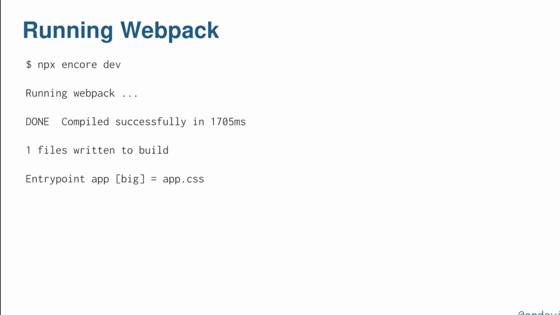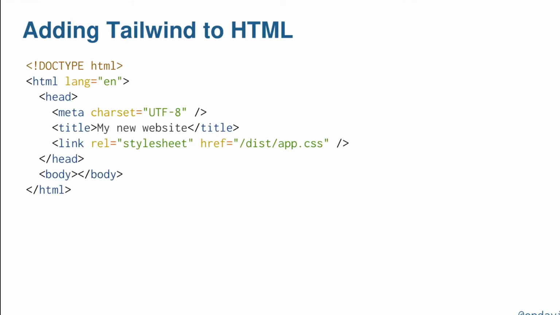And yeah, we can use our npx encore dev command to just run the Webpack command. And we can see here it's generated our app.css file, and it's a big app.css file. It's got all these classes in it. The Tailwind is generated for us. I think it's about 2 or 3 meg by default. So it's a lot of classes, intentionally more than you're going to use, more likely.